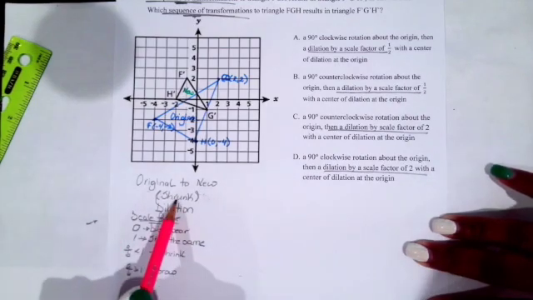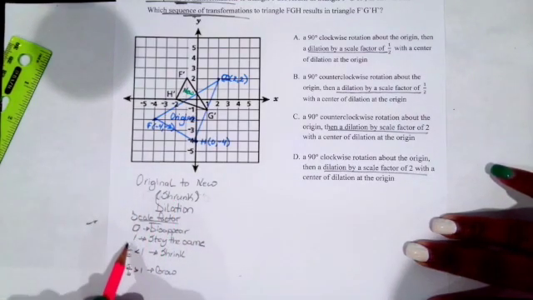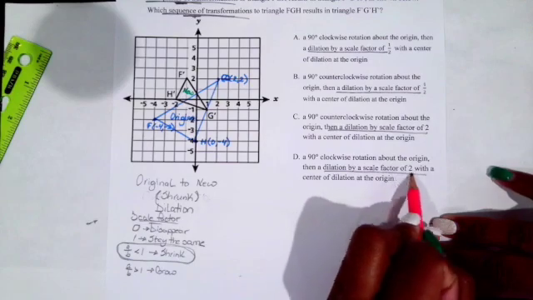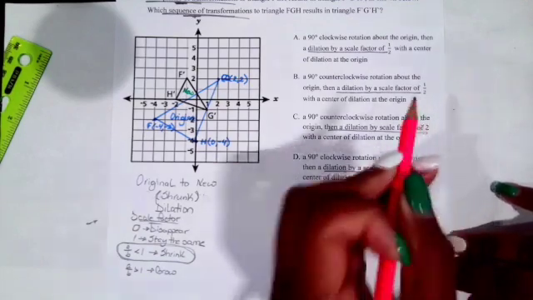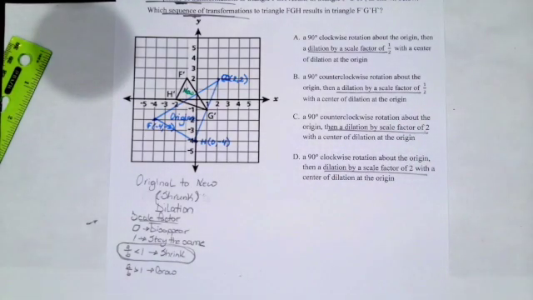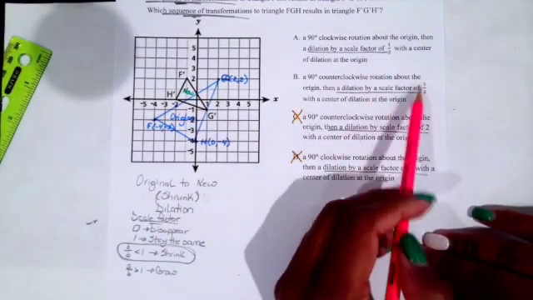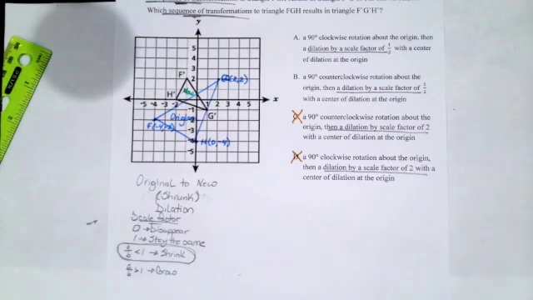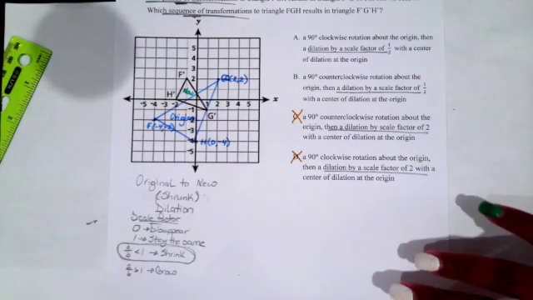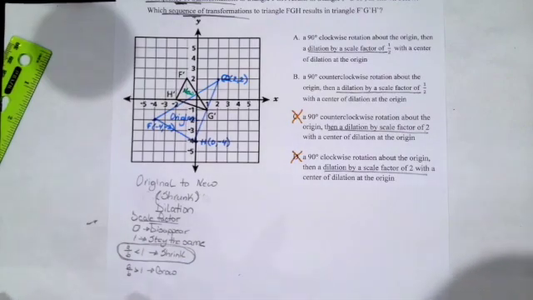So I already determined that it shrunk, which means my scale factor is a fraction that's less than 1. Looking at my choices, 2 is greater than 1, 2 is greater than 1. So I know that these 2 choices are out. Now I see that both of these are a scale factor of 1/2. So what you would do at this point is just choose one of your points to go from here.